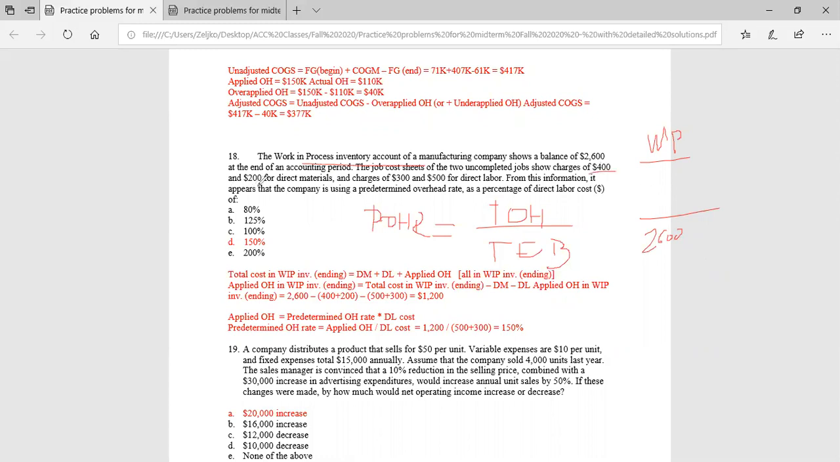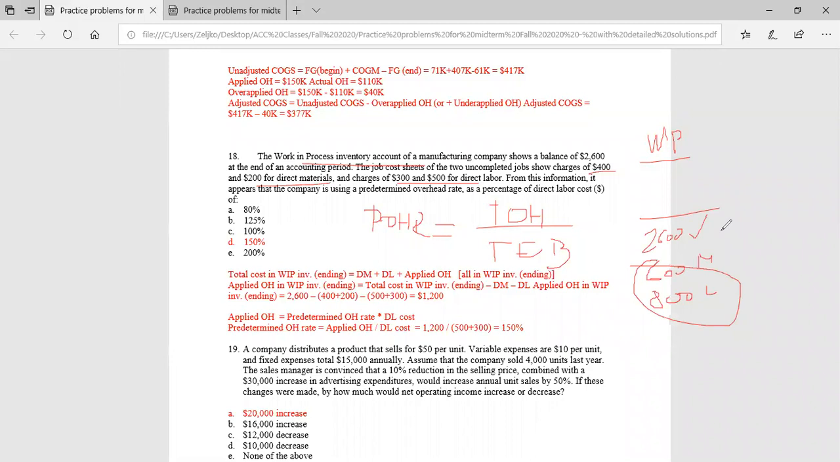Charges 400 and 200 for materials, that's 600. And labor 800, 300 and 500, that's 800. So this is materials and this is labor. Well, what else is remaining? So this is 1,400 here. And the total is 2,600 of this cost.